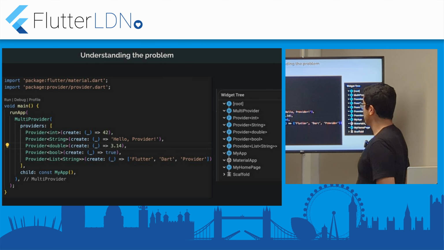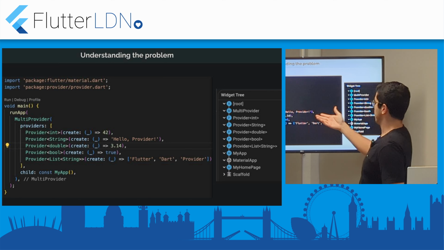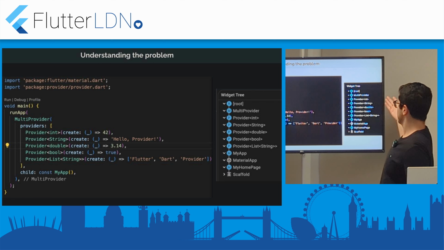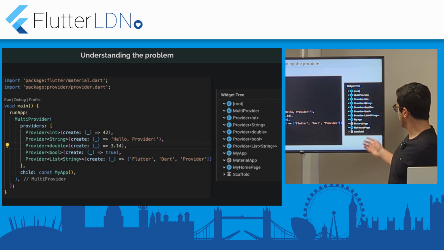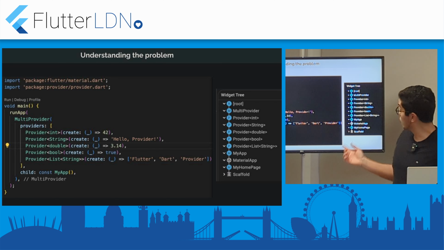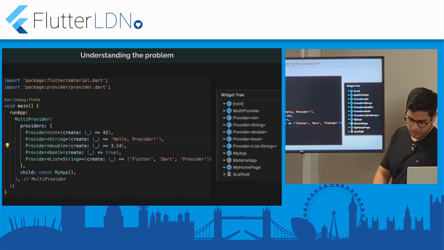This is how it looks when I inject 5 providers inside multi-provider. If you look at the widget tree, there will be widgets here. Every provider is one layer. So the widget tree is here. This is a simple example just to show how it looks if you open the widget inspector.